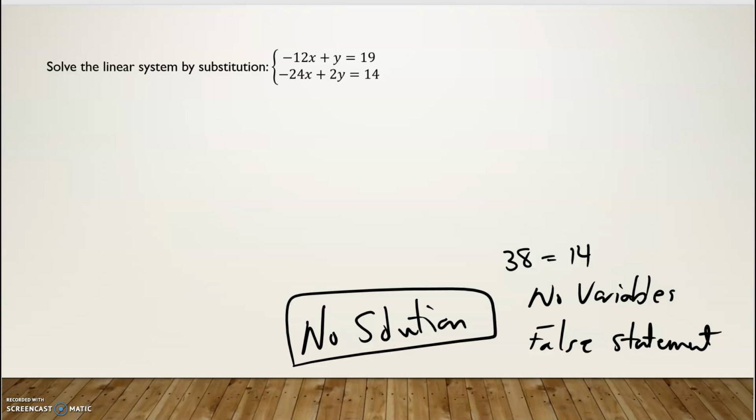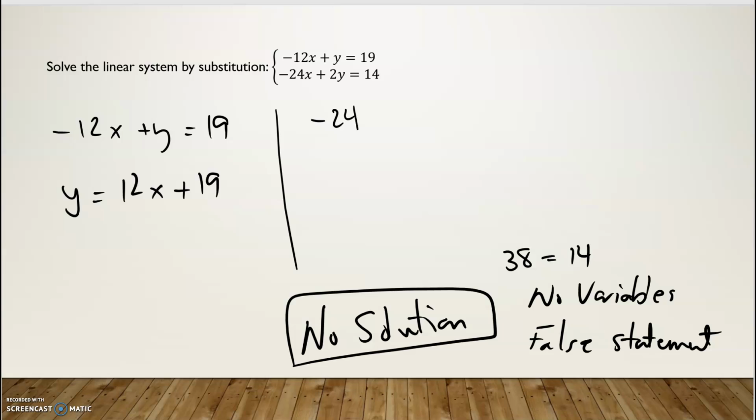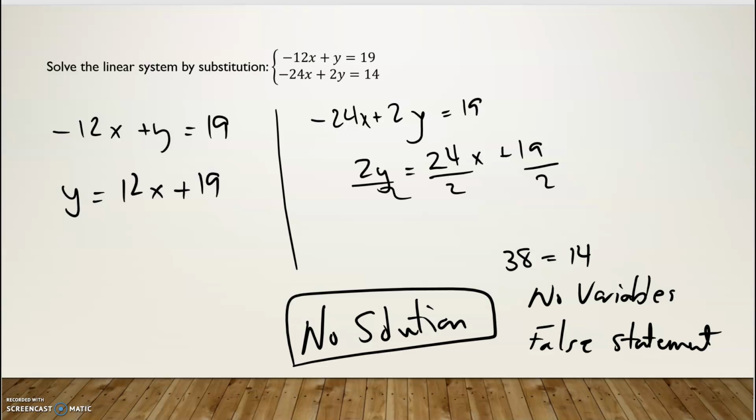Let's put both of these into y equals mx plus b format. So negative 12x plus y is equal to 19. We move the 12x over and got this right here. Negative 24x plus 2y is equal to 14. 2y is equal to 24x plus 19. Divide everything by 2, so y is equal to 12x plus 19 over 2.